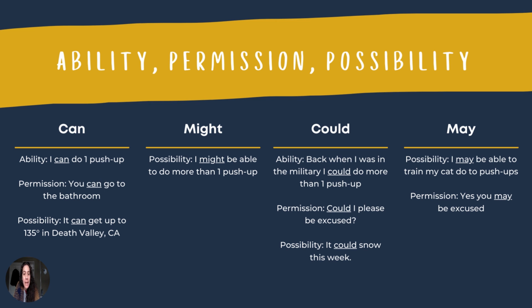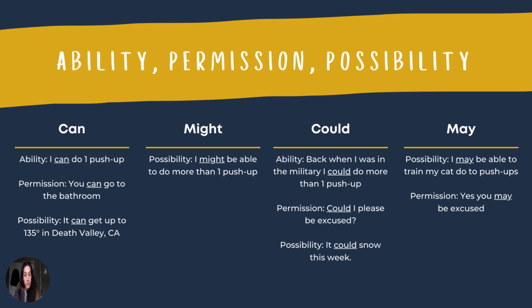So I might be able to do more than one push-up. So it's possible, but I don't know for sure. That would be a really important thing to remember. So possibility can also be if you don't know that something is an ability, if you're not sure, then you would express it as a possibility. I might be able to do more than one push-up.